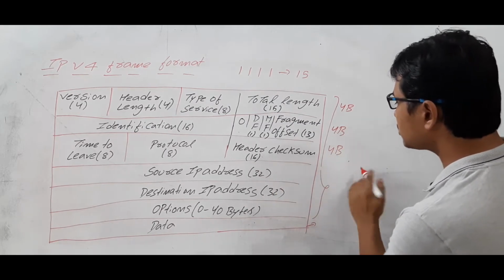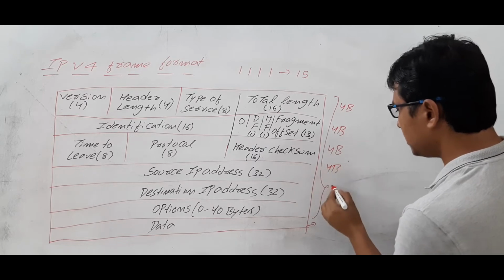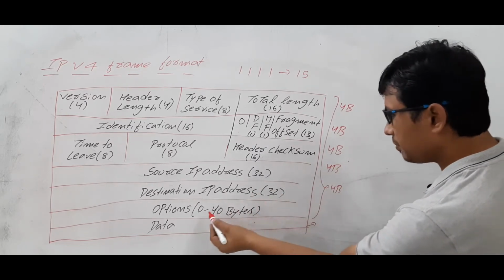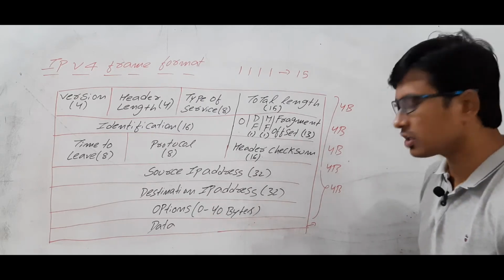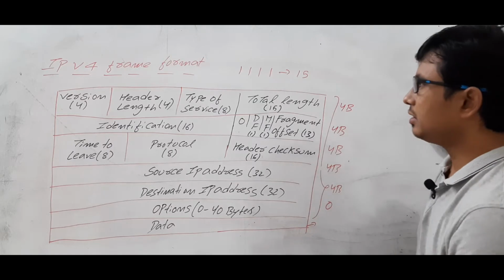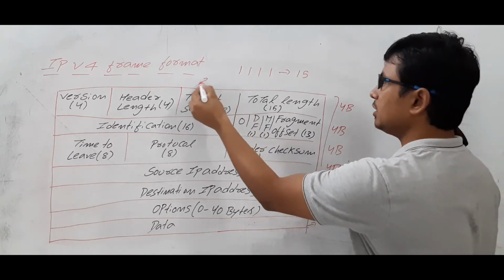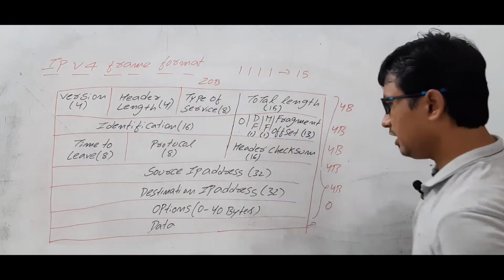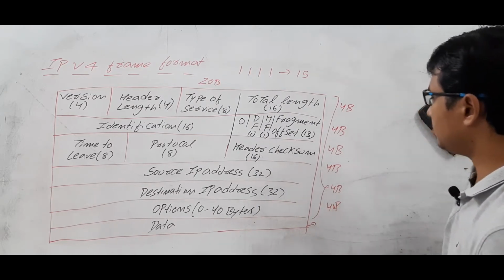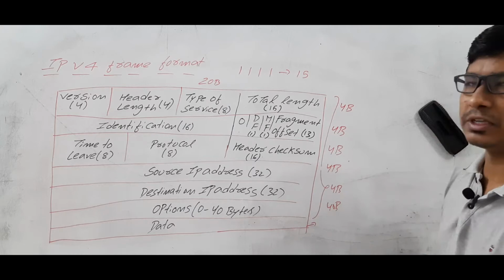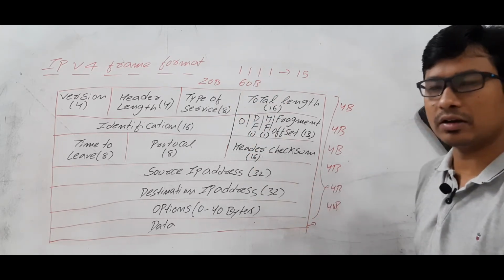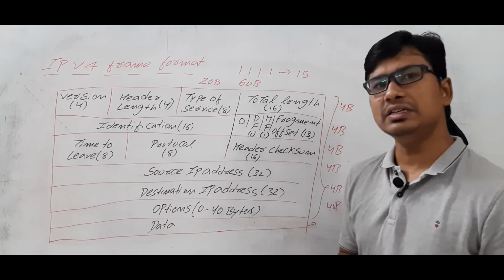Obviously, the source IP address is 4 bytes and the destination IP address is 4 bytes. Options can vary from 0 to 40 bytes. If options are 0, then the total header length will be 20 bytes. If options are 40 bytes, then how much will it be? 20 plus 40, which is 60 bytes. Am I right or wrong? So it can be 20 to 60.